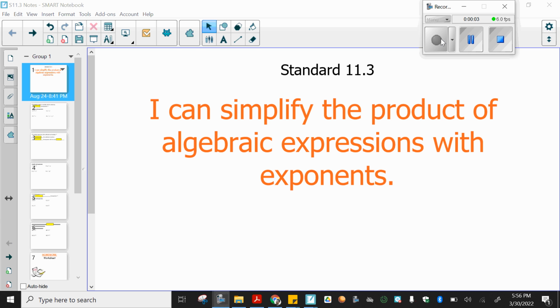Hello, welcome back to Standard 11.3. I can simplify the product of algebraic expressions with exponents.